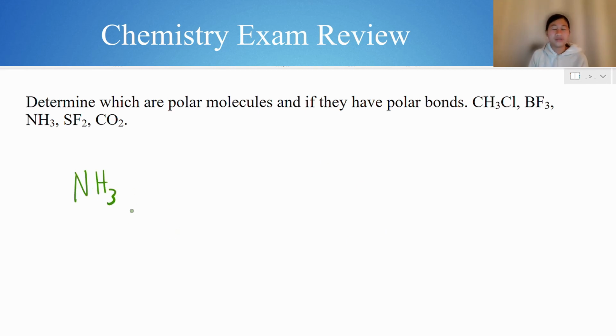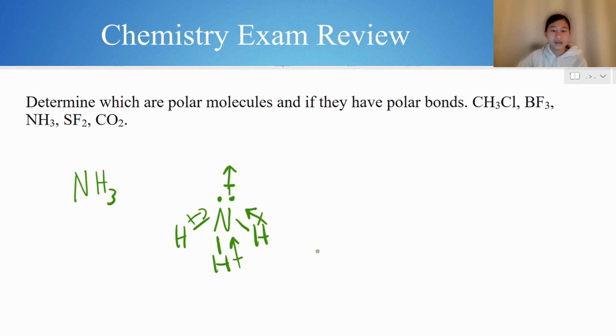So again, pause the video and see if you can find this structure. For this, we have nitrogen in the center connected to 3 hydrogen atoms and a lone pair on nitrogen. Now, you can check the electronegativity values for these 2 atoms, nitrogen and hydrogen, and you will find that N has a higher electronegativity. So those electrons are going to want to hang out towards nitrogen.